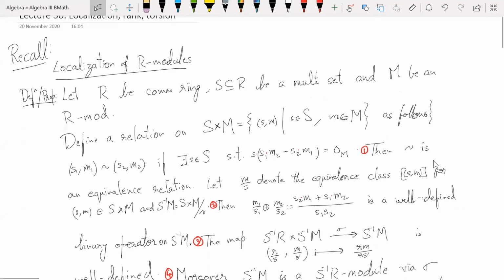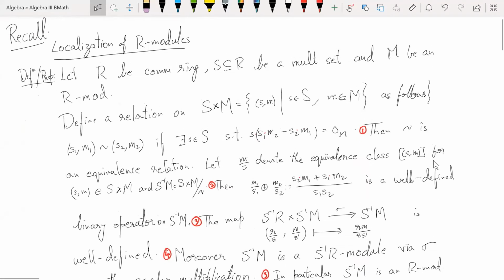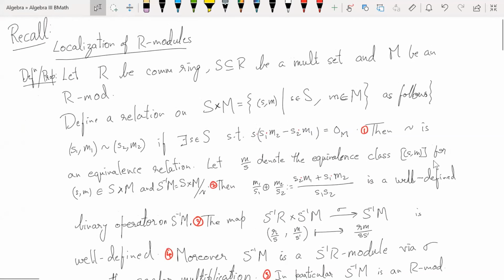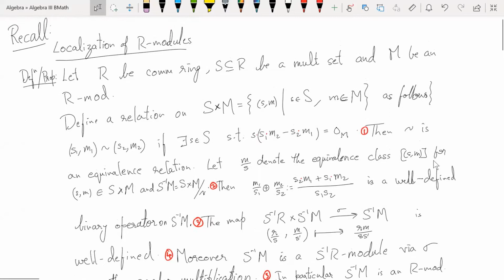So last time we talked about localization of R modules. I will recall a little bit and discuss a few more things about localization, and then move on to define rank and torsion modules and stuff. Okay, so localization of R modules is very similar to localization of rings.